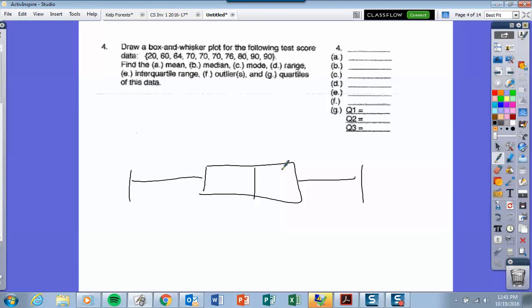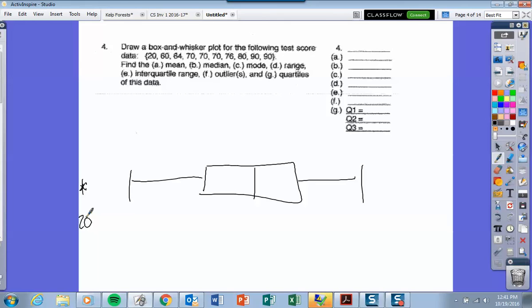Now, we're going to go ahead and label. With this set of numbers, I'm going to want to put it in order. It already is in order from smallest to largest. That's fantastic. All right. Over here, I will have an outlier at a 20, because that is super far off compared to the data set.